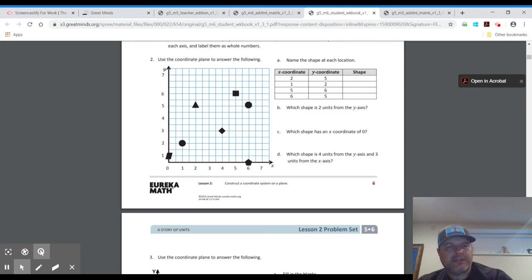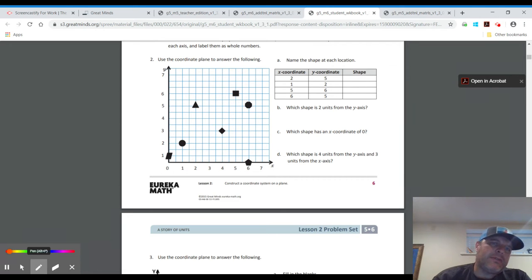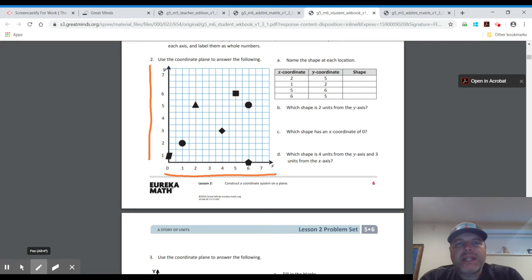Now it says use the coordinate plane. So this is a coordinate plane, okay? It has a y-axis going up and down. So you see it goes up and down right here, and then you have an x-axis that goes across. Use the coordinate plane to answer the following. Name the shape at each location. So it gives you 2 numbers. You see an x coordinate and a y coordinate. So the x is whatever number is at the bottom of the line.